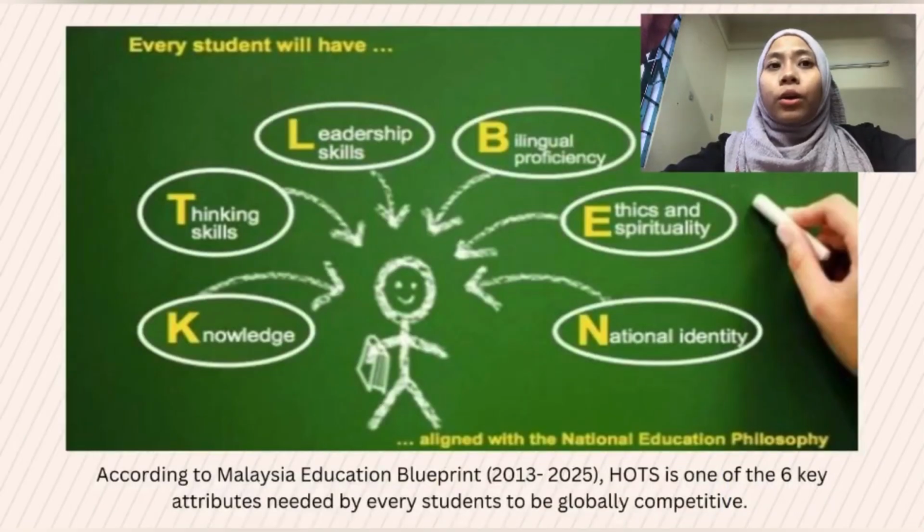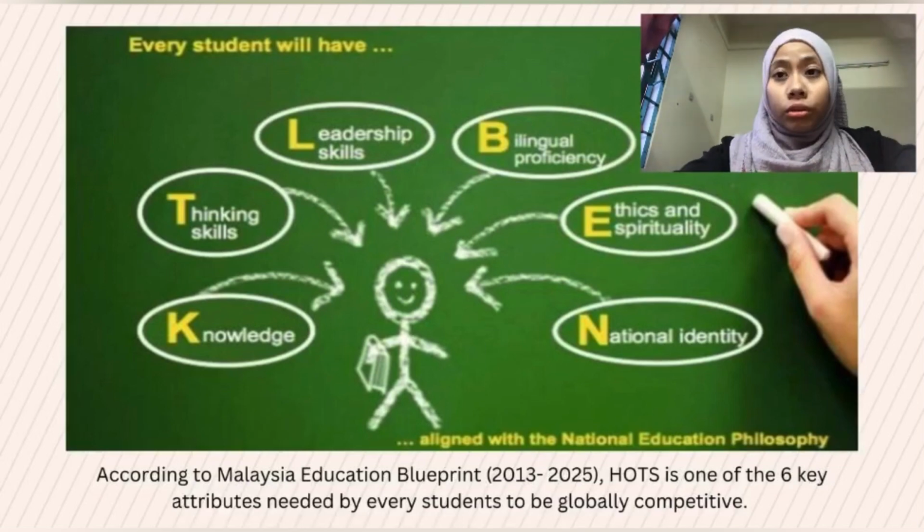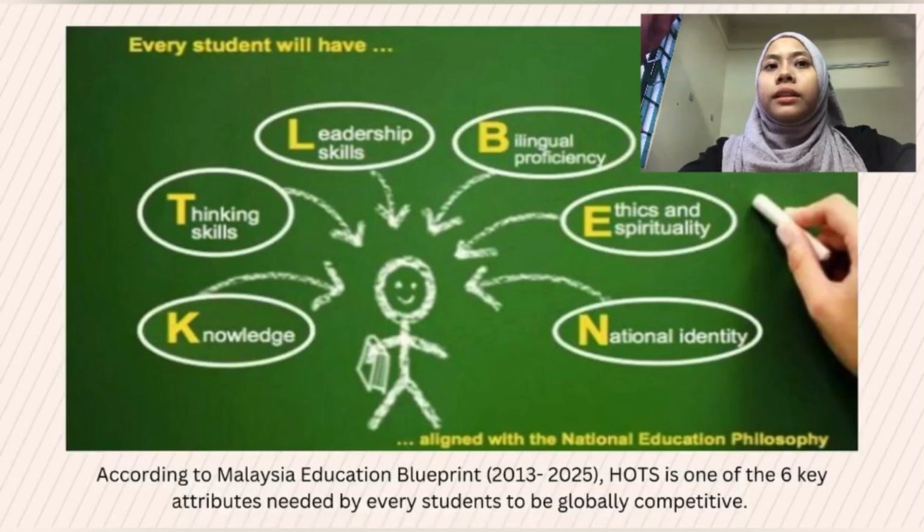2001. And according to the Malaysian Education Blueprint 2013 to 2025, HOTS is one of the 6 key attributes needed by every student to be globally competitive, which means every student will have knowledge skills, thinking skills, leadership skills, bilingual proficiency, ethics and spirituality, and also national identity, aligned with the national educational philosophy.